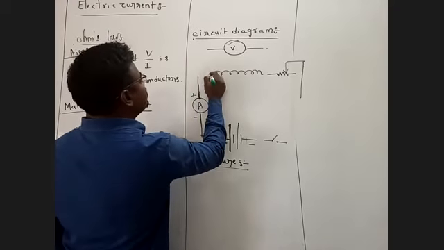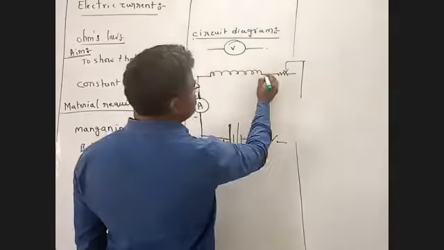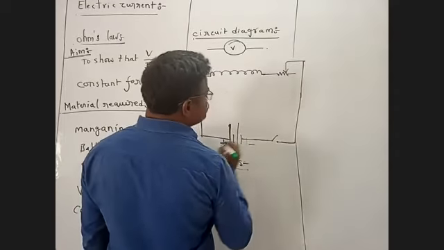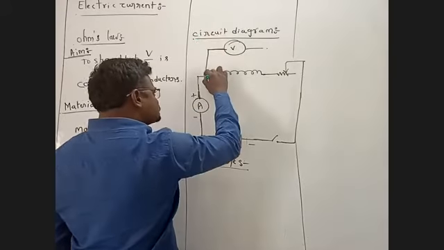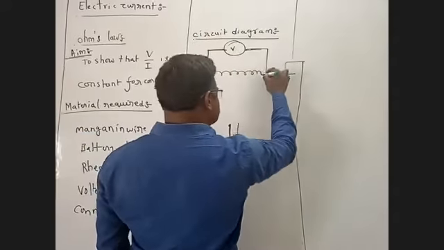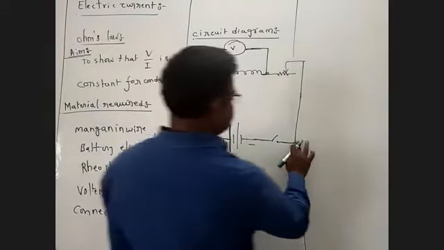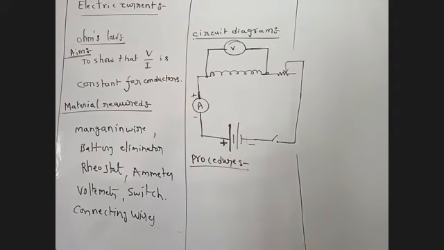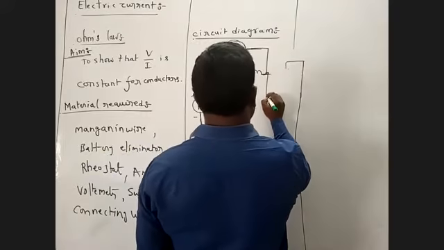the manganese wire. This end is connected here, this end is connected here, and this end is connected here. The ends of the voltmeter are connected here. Now the circuit is ready. That is the procedure. Now this is the situation. So what happened?